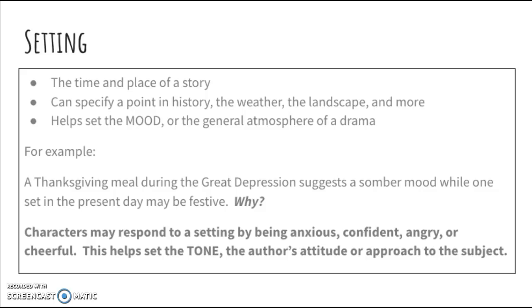If we take a look at an example setting like the Thanksgiving meal during the Great Depression, it suggests a somber mood, because people didn't have a lot during the Great Depression, of money, of food, of anything. So having a Thanksgiving meal is going to be different in the Depression than it is in 2018. And that's going to impact the characters, it's going to impact what they're doing, it's going to impact how the audience feels. So keeping that in mind, characters may respond to a setting with different emotions. They might be anxious, they might be confident, they might be angry, they might be cheerful. It helps set the tone and create the mood for the audience.